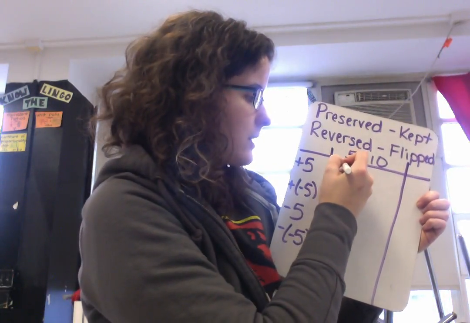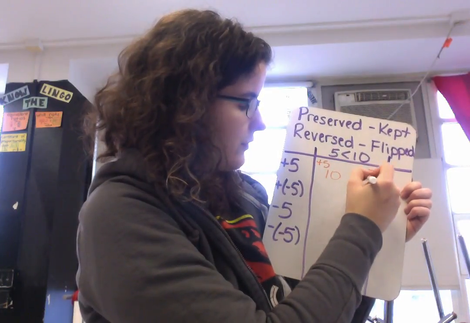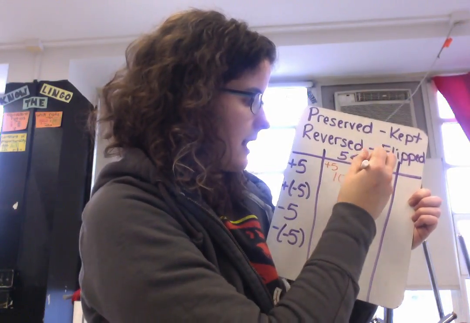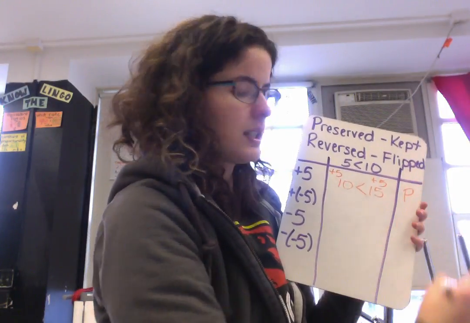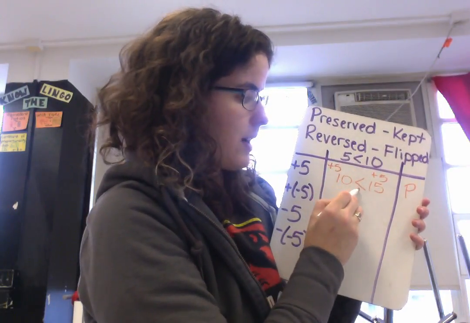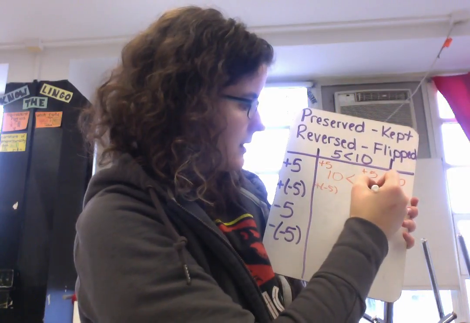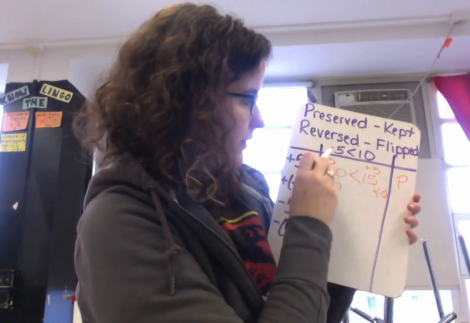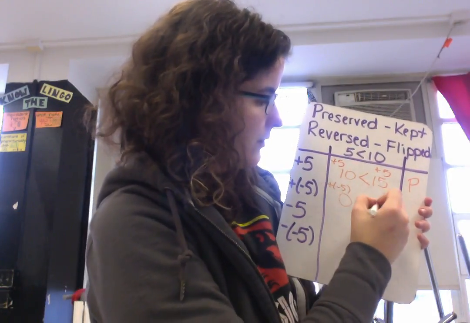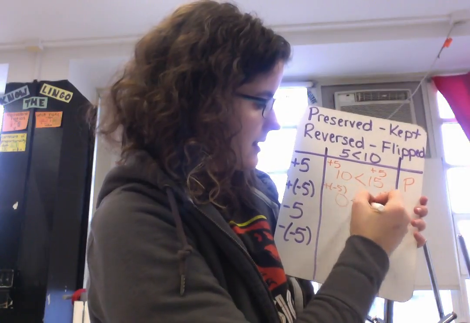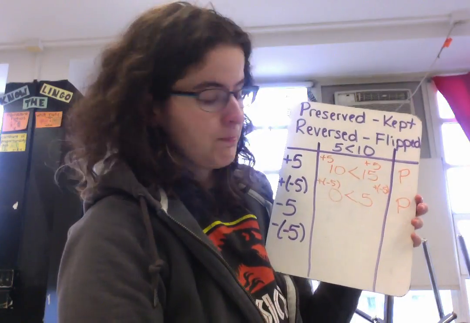So if I add 5 to both sides, I'm now going to have that 10 is related to 15 somehow. 10 is less than 15. So that tells me that the inequality was preserved. It stayed the same. It was less than before, and it is still less than. If I add negative 5 to both sides, 5 plus negative 5, additive inverses, we had 0. 10 plus negative 5 is 5. 0 is less than 5, so I compare to the original. It is still preserved. It is the same.